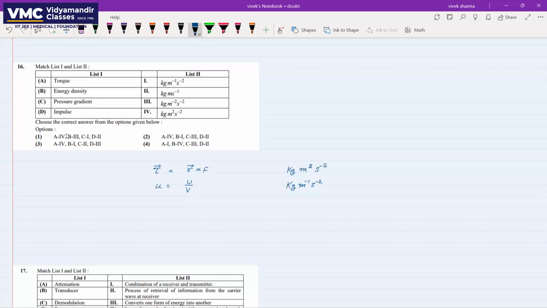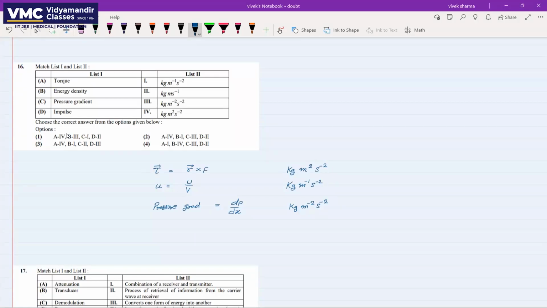Pressure gradient, it will be dP upon dx. So units of pressure, it will be kilogram meter inverse second raised to the power -2, and dx is in meter, so it will become kilogram meter raised to the power -2 second raised to the power -2.